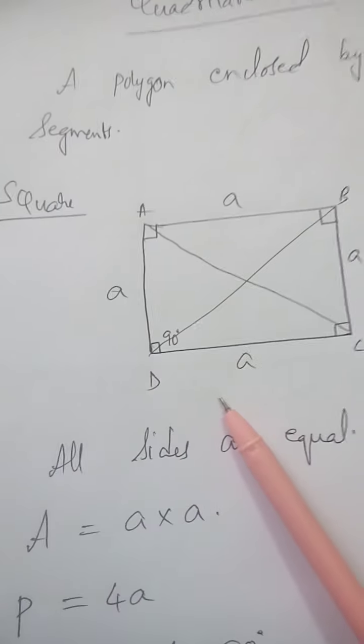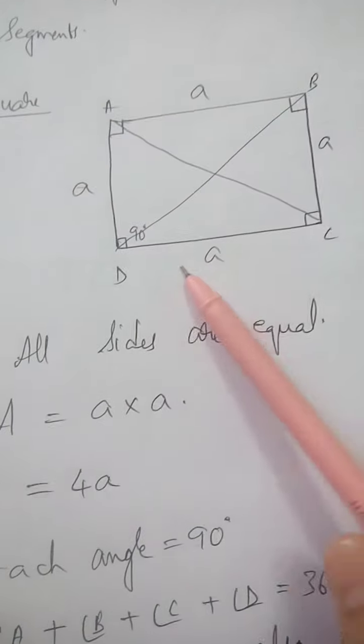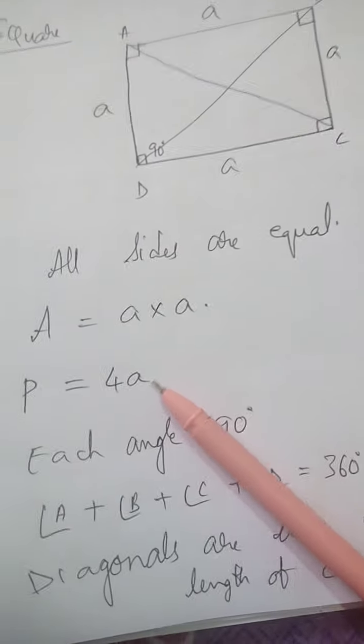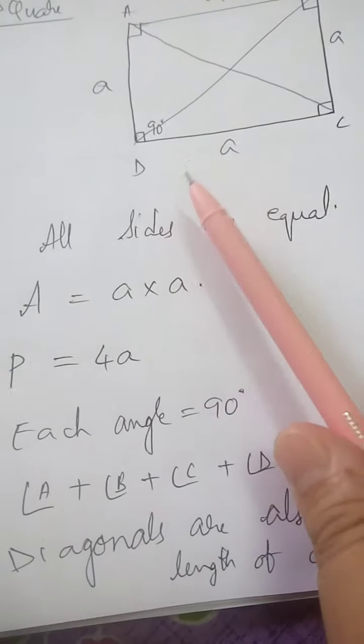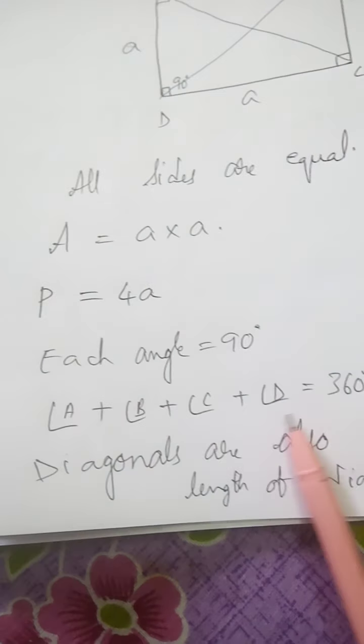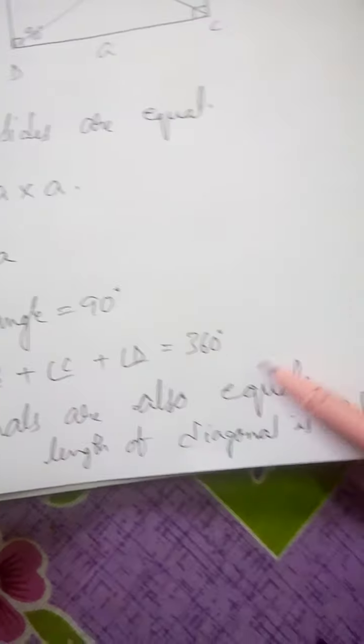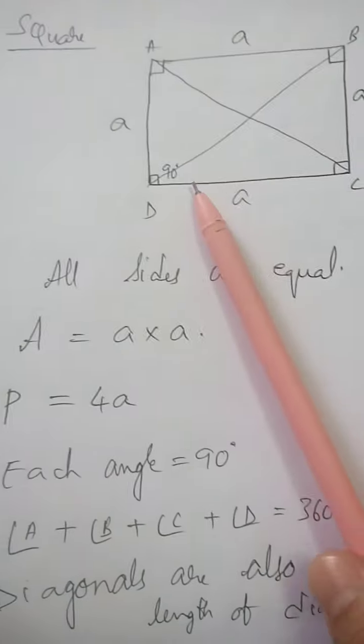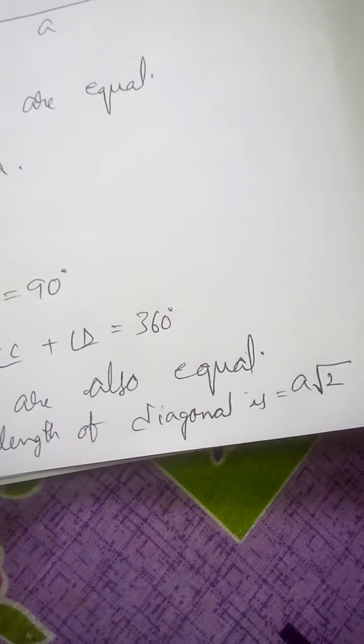Square, all sides are equal and area is A into A, or perimeter is 4A. Each angle is 90 degrees and sum of the angles of a quadrilateral is 360 degrees. In a square, diagonals are also equal. Length of diagonal is A root 2.